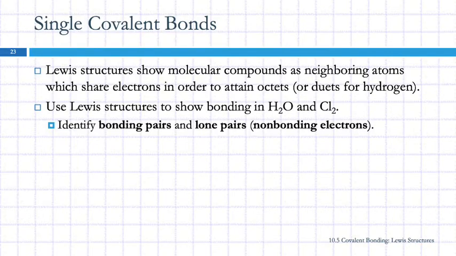We were learning about Lewis structures, and we talked about ionic bonds, and now we're going to talk about covalent bonds with Lewis structures. So a Lewis structure for a molecular compound is going to show neighboring atoms sharing electrons to get octets, or for hydrogen, a duet. So here we're going to use Lewis structures to show bonding in water and chlorine molecules. We're going to identify the bonding pairs and the lone pairs. So let's do water first.